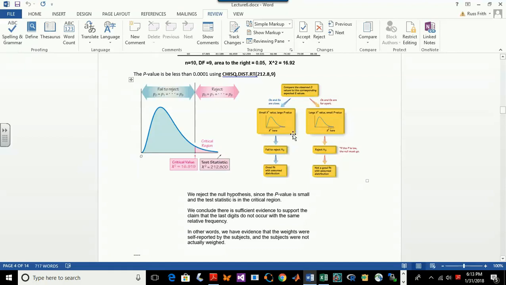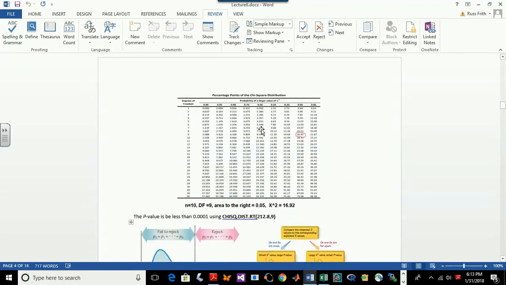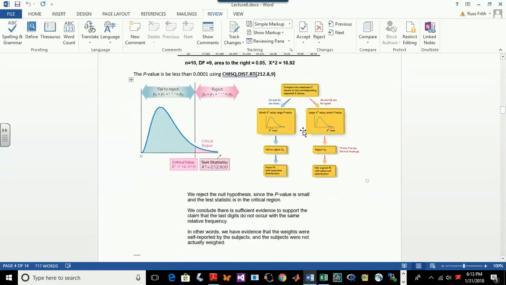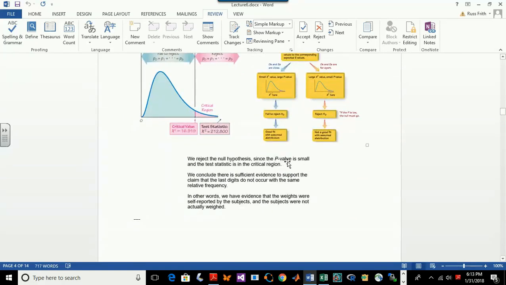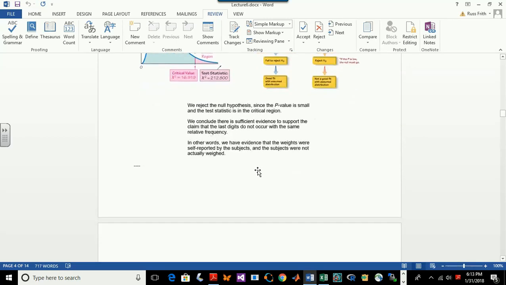Okay, and so here's a flow chart that describes the process I just articulated. So there is no evenness or no similarities between observed and expected values for this problem. That's the technical conclusion. We reject the null hypothesis since the p-value is small and the test statistic is in the critical region. We conclude that there is sufficient evidence to support the claim that the last digits do not occur with the same relative frequency. In other words, we have evidence that the weights were self-reported by the subjects and the subjects were not actually weighed. All right, so that seemed kind of obvious numerically.